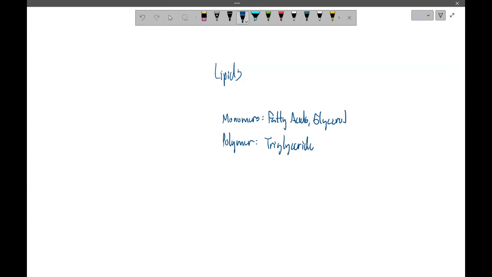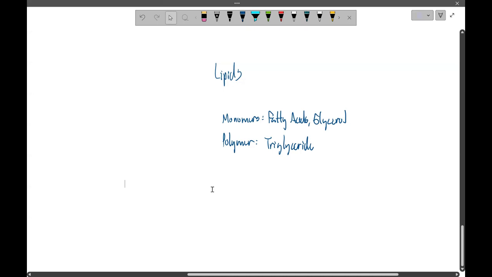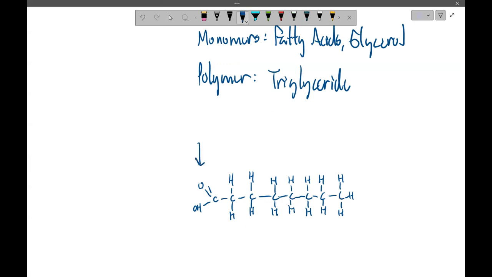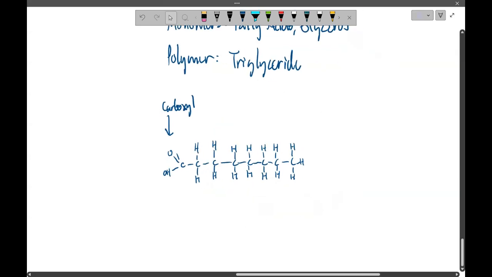And now let's delve into what each one of these monomers looks like. So a fatty acid is formed of a long carbon chain, much longer than the one I'm showing you, so keep that in mind. And it's surrounded by hydrogens. And at the end here, there's a carboxyl group. That's a functional group. You'd probably want to just keep that in your memory for biochem.